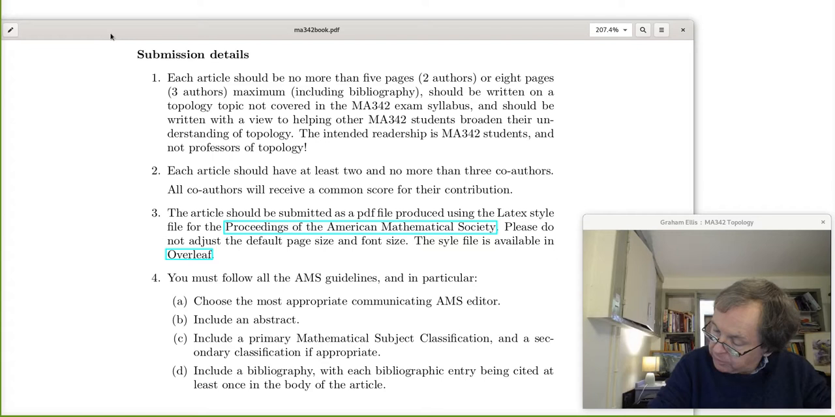And I want you to have a proper bibliography of all the papers or books that you've used. But again, it's only a 5-page article you're writing, so you don't want 2 pages of bibliography. It has to be proportional.